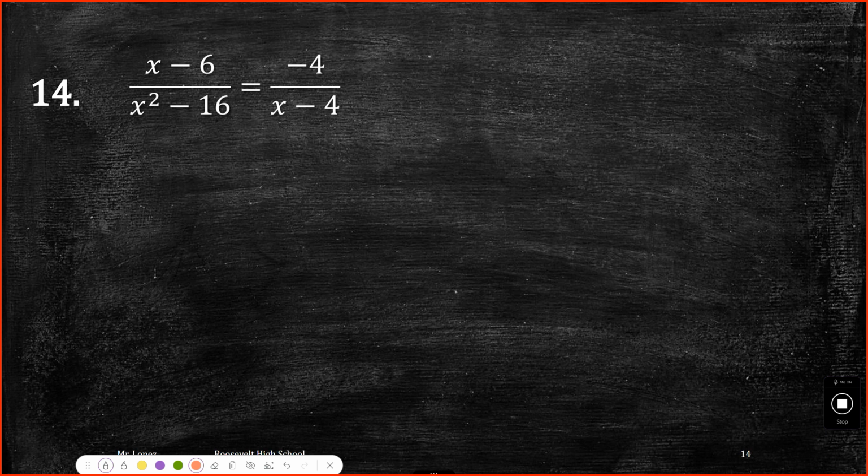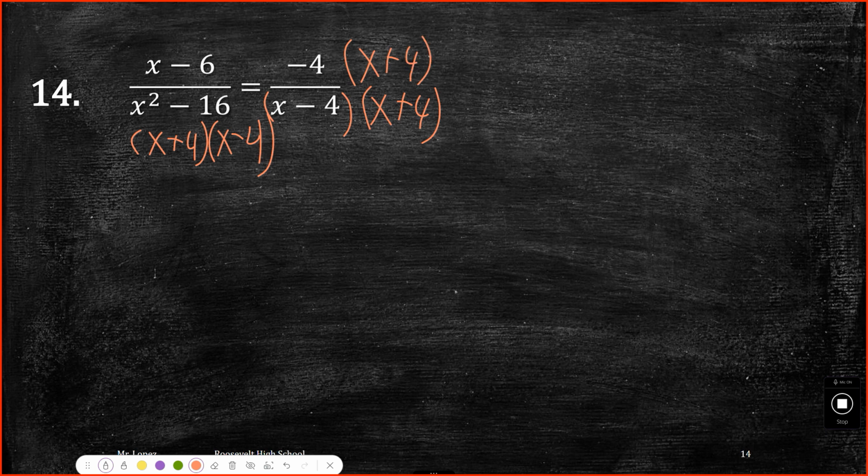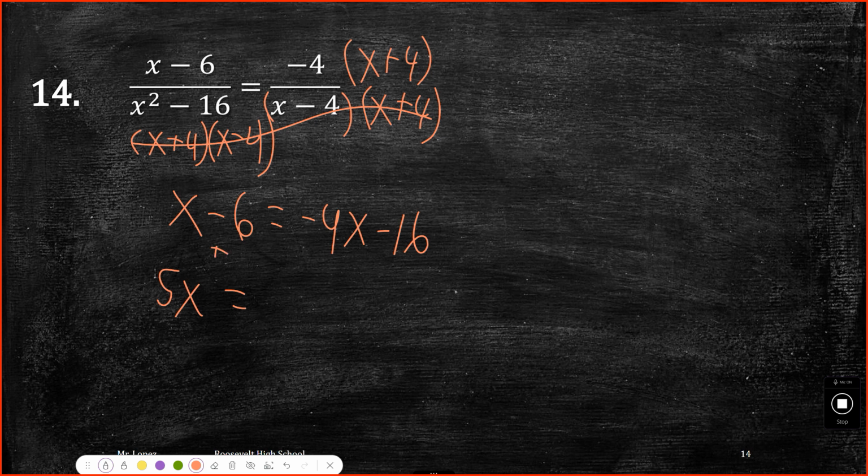I'm just going to do it. X plus 4, x minus 4. This one's missing x plus 4. This is missing x plus 4. Now I have a common denominator. X minus 6. Negative 4x minus 16. Move it over here. 5x equals plus 6 over there. That's going to be negative 10. X equals negative 2. I just went really fast, but you get the point.